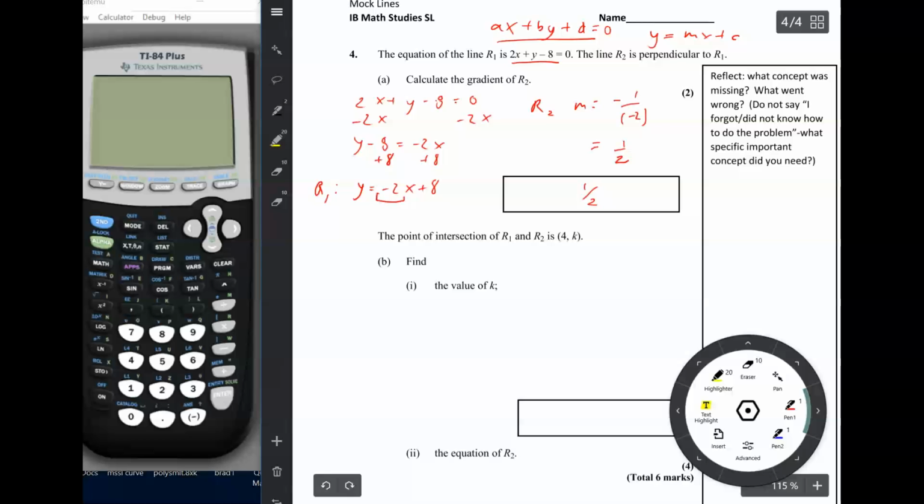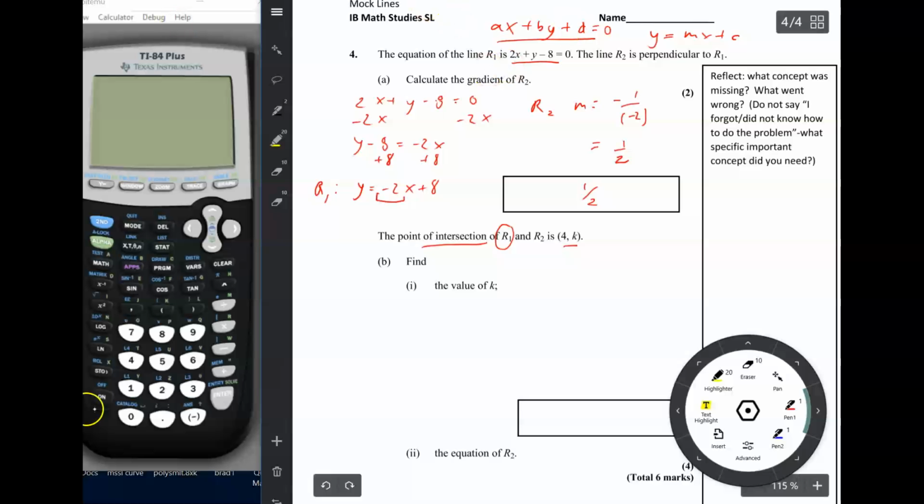Okay, well, we don't know where R2 is in relation to R1. We only know that it's perpendicular, but if the point of intersection of the two is 4, something, all we need to do is figure out the coordinate of R1 at 4, something, and that would give us the coordinate of R2 also, because there's an intersection there, right?